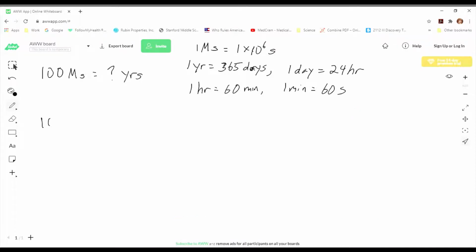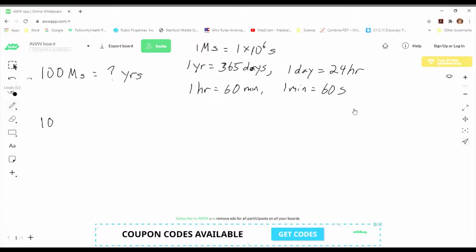You write down what you're given, 100 megaseconds. And then you go ahead and you cancel out units. We want the megaseconds to cancel out. So 1 megasecond goes on the bottom. The 1 times 10 to the 6th seconds goes on top. And we get 100 times 1 times 10 to the 6th is going to give you 1 times 10 to the 8th. And that's because 100 is 1 times 10 to the 2nd. So yeah, add the exponents together. You can do it in the calculator. It should give you the same answer. So we got 1 times 10 to the 8th seconds.